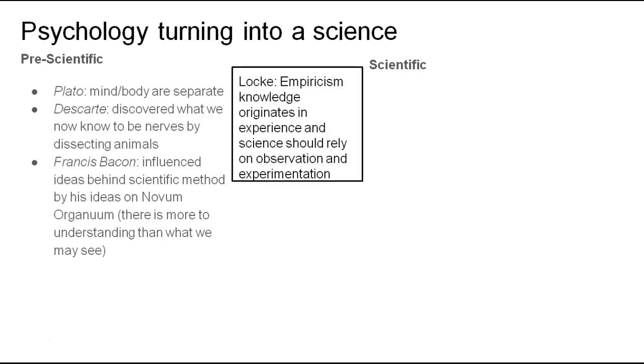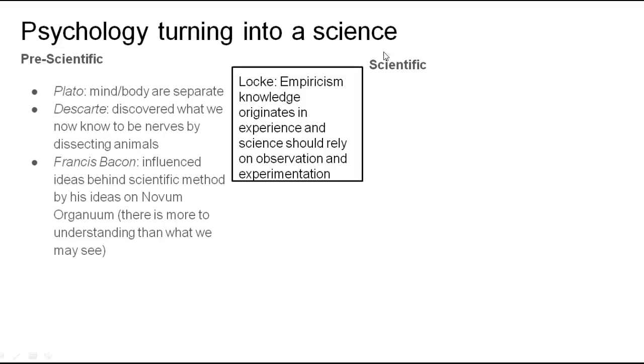John Locke took these ideas. He was a philosopher as well, but he believed in what we call empiricism. This is the idea that knowledge originates in experiences, and science should rely on observation and experimentation. So these were the first thoughts behind testing and observing behaviors.